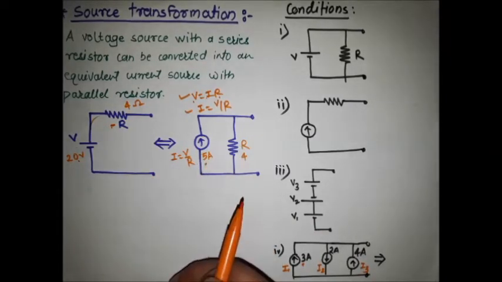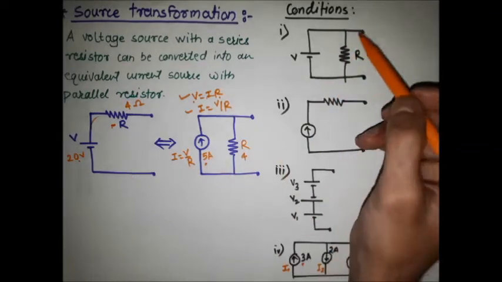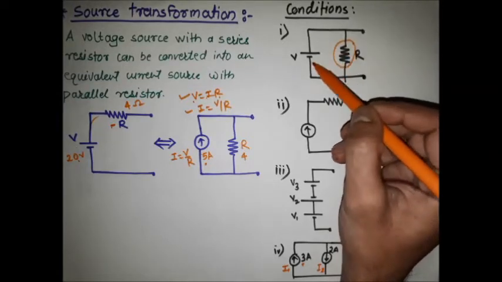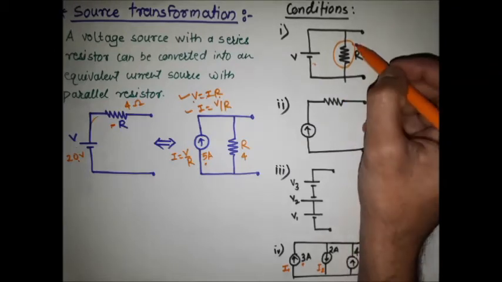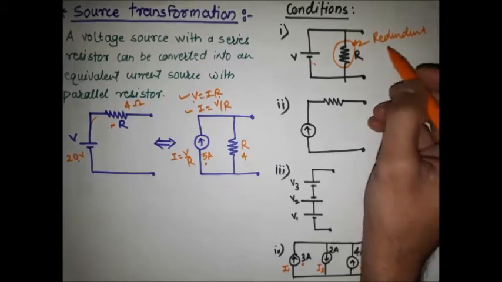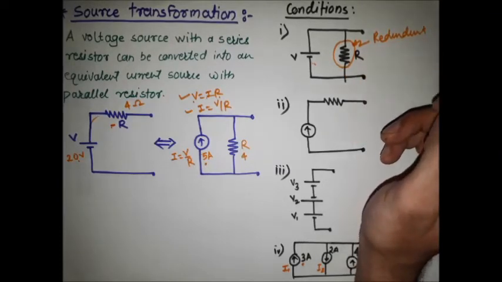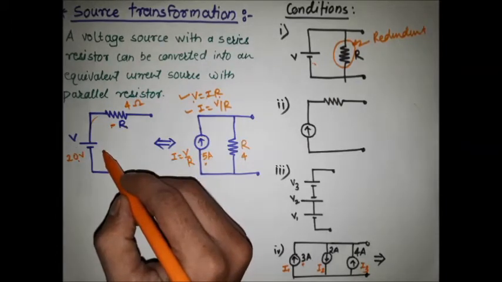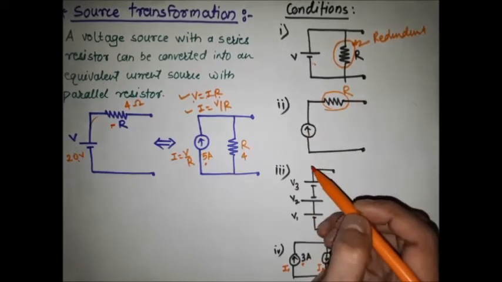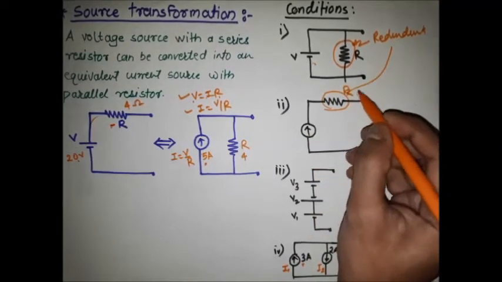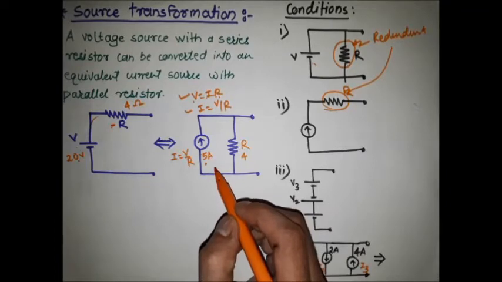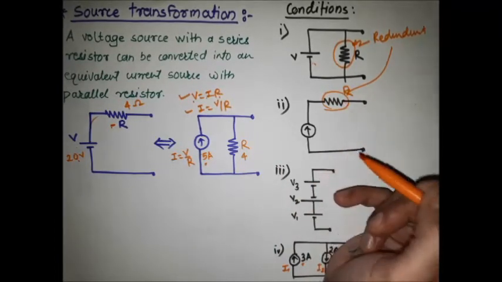In that we have to consider different conditions like this. Suppose in the question, if the voltage source has a parallel resistance, this is the parallel resistance to the voltage source, then this resistor we are considering as redundant. It is redundant and there is no use in the circuit, because the resistor is always in series with the voltage source. And if there is a resistance which is connected in series with the current source, then this resistor will again be redundant, because the resistor is always in parallel with the current source. So these are the two conditions we have to consider while solving the problems.